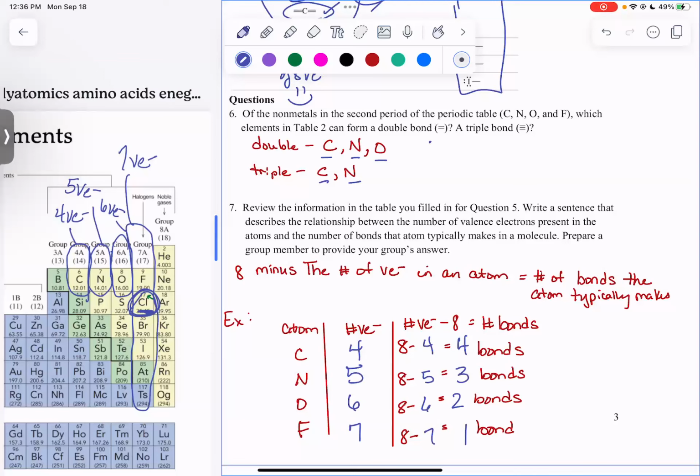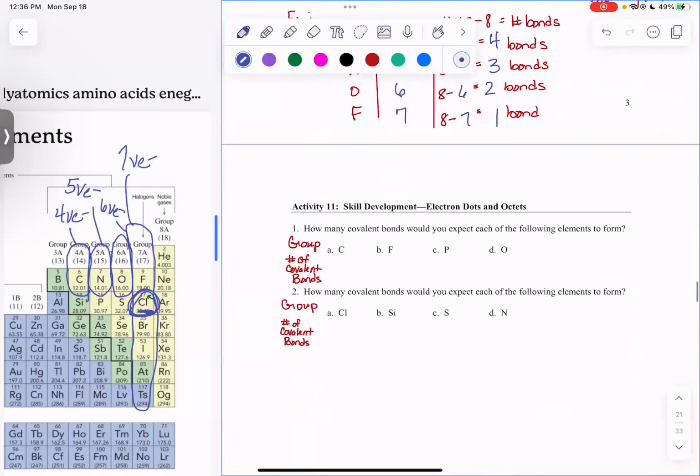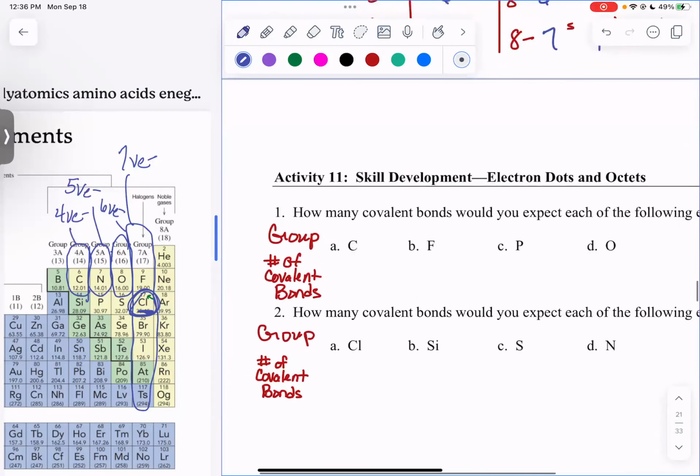So now I have this really nice way of knowing how many bonds every single atom is going to make. It makes it so easy. So all I have to know is what group something is in, and I can figure out how many bonds it's going to make. So tell me the group and then how many bonds. So carbon is in 4A, fluorine is in 7A, phosphorus is in 5A, oxygen is in 6A.